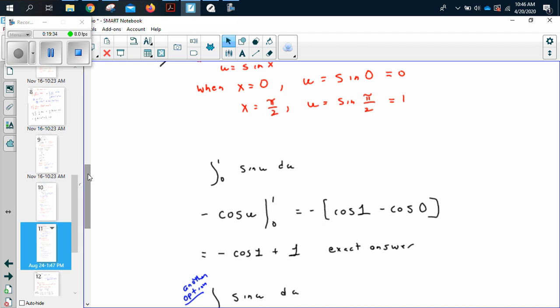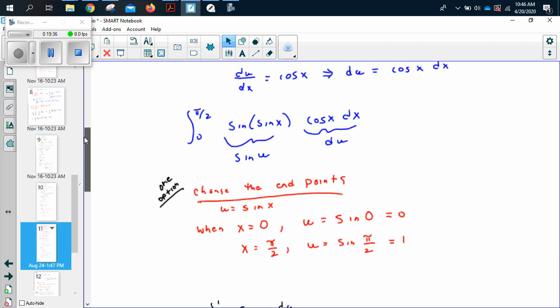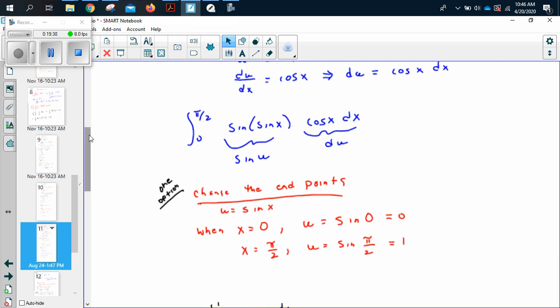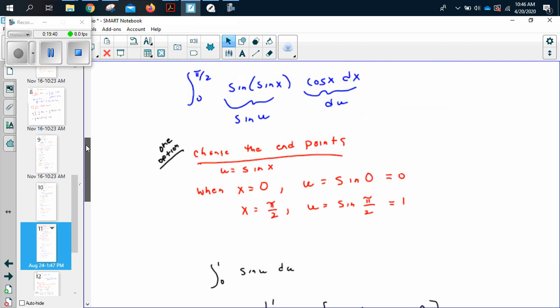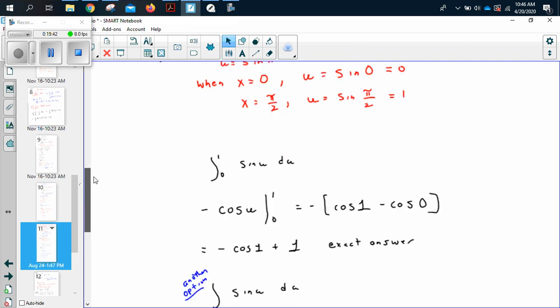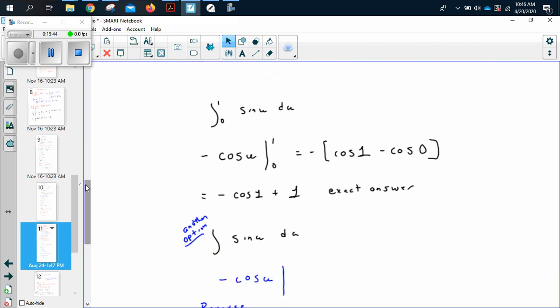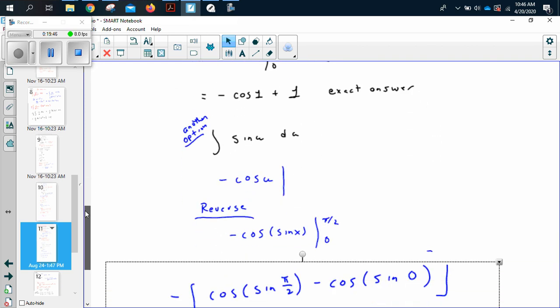Now what I did here, I didn't have to reverse the substitution. I just changed the endpoints to be in terms of u, and then I went ahead and evaluated. Now your other option is that when you get to this point, you could reverse the substitution and use the original endpoints.